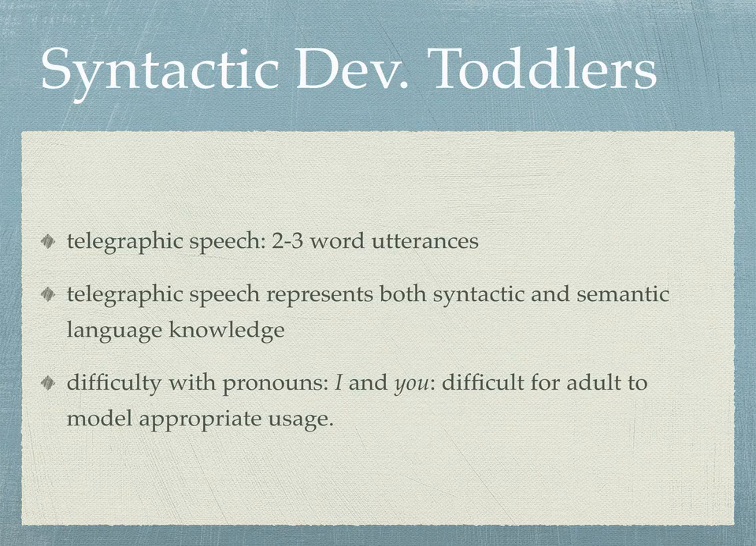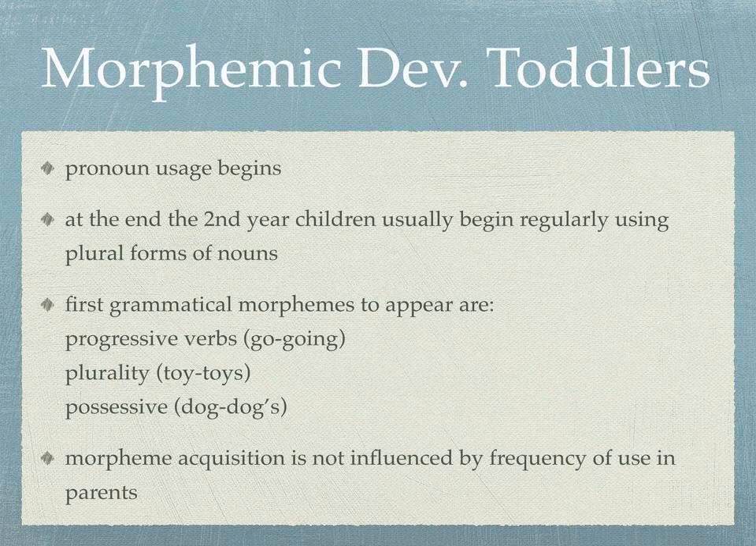Difficulty with pronouns. Kids will have issues with I and you. It's difficult for an adult to model appropriate usage because when I say I am doing something and then they say I am doing something, the meaning completely changes. This will begin to improve through preschool. Charlotte used to say, Tiki is the name of one of our grandmas, and she would say, Tiki, you want me, because she couldn't flip it to I want you. She got her pronouns all mixed up there.